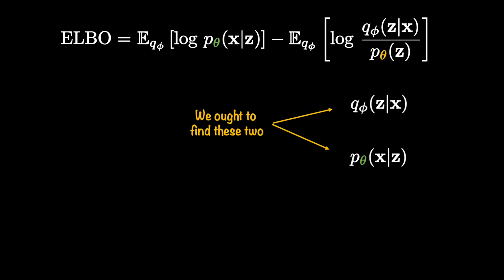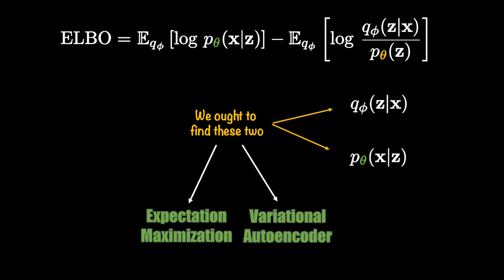So we have our loss function under control, and now all we need are the algorithms. There are two algorithms that are most famous for variational inference. The first one is expectation maximization, and the second one is the variational autoencoder, which is based on neural networks.